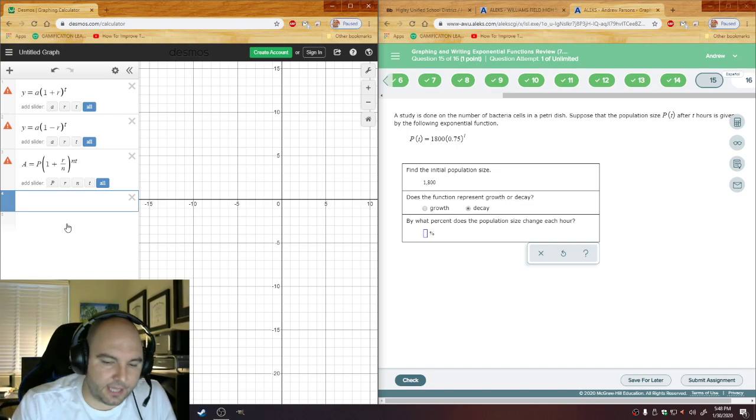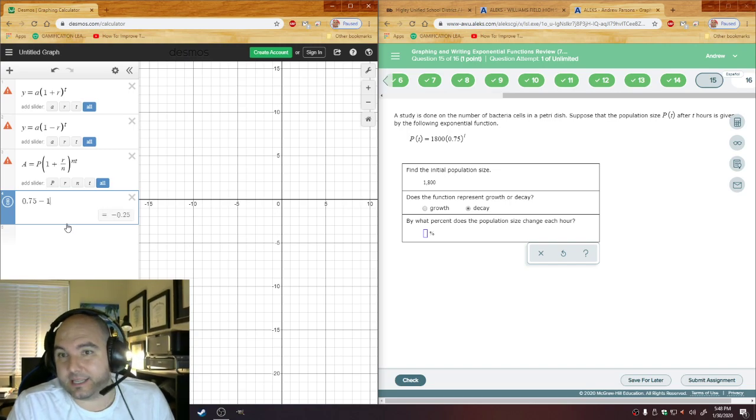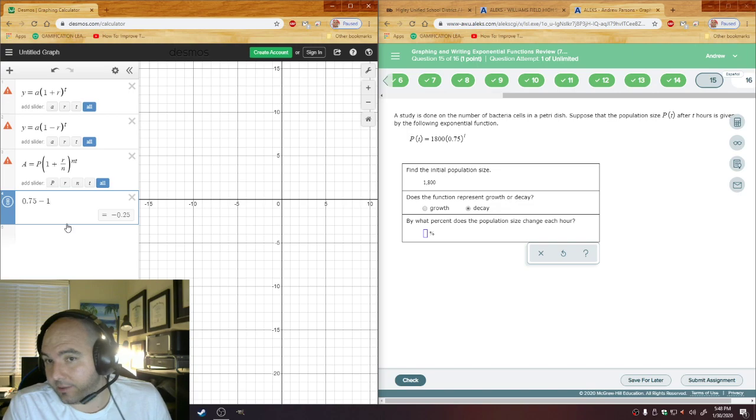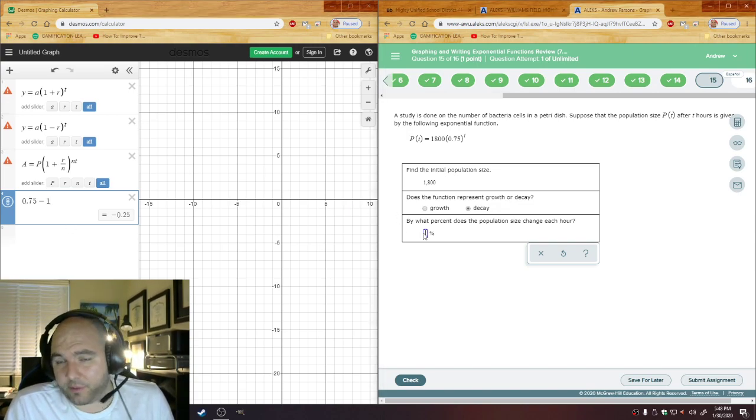So what I'm going to do is take the amount they gave me and subtract 1 from it. And it says negative 0.25, which tells me two things. The negative tells me that it was decay, although I don't need to put a negative on my final answer here. But I can't put 0.25.